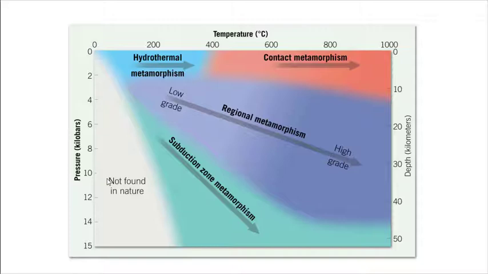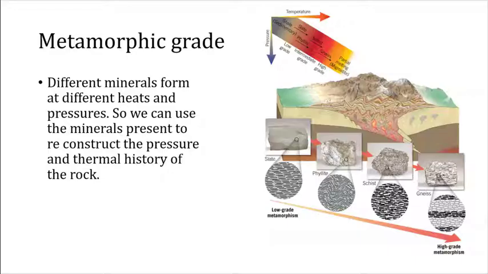So we have this kind of conceptual drawing, but here's how we can actually make this kind of concrete. Different minerals form at different heats and pressures. And so you can use the minerals that you see in the metamorphic rock to reconstruct in more detail the heat and pressure conditions that were happening.